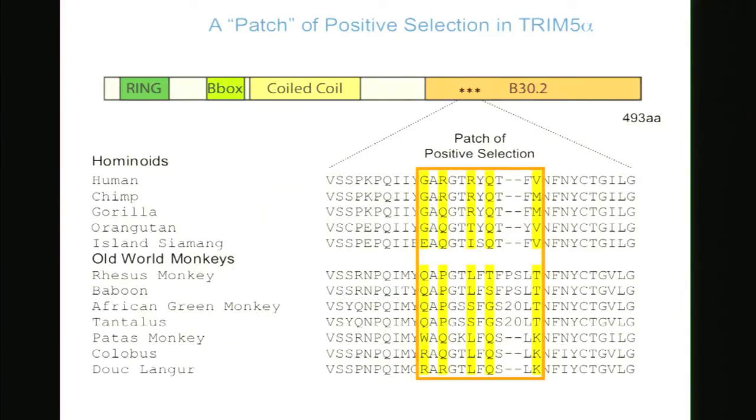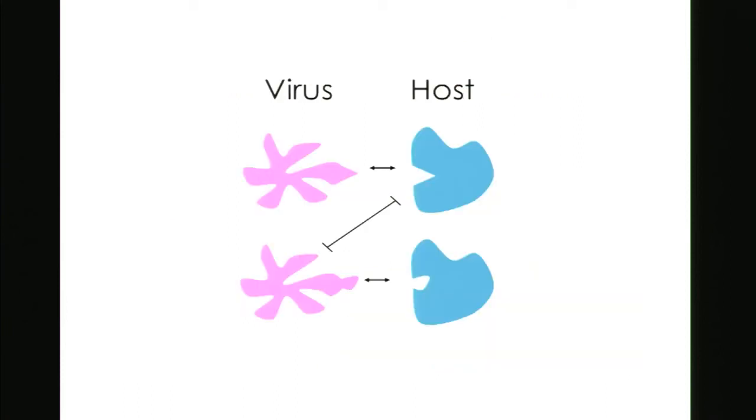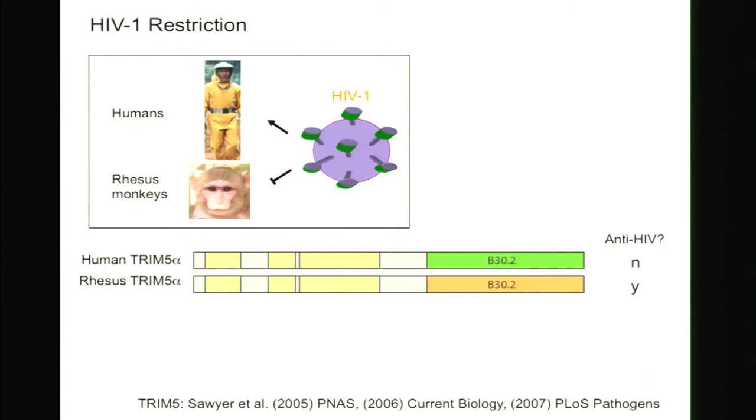So in this case, we analyzed the evolution of this TRIM5 protein, and we found 5 residues under positive selection. You can see how crazily variable they are. But in this case, unlike transferrin receptor, these behaved nicely, and they fell in a tight little patch at the beginning of the B30.2 domain. I found this as a postdoc, and when I saw this, I said, this has to be the virus interacting domain of this restriction factor, because remember, positive selection is supposed to accumulate right at the interaction interface between these proteins. And so I tested that as follows.